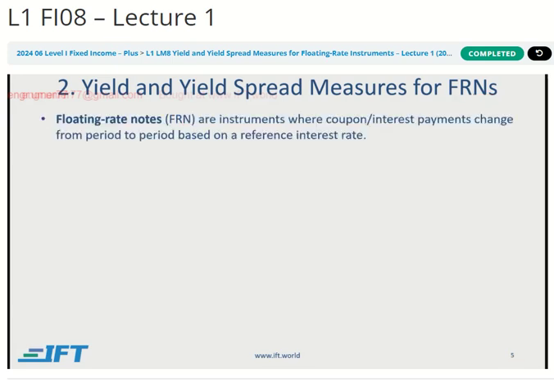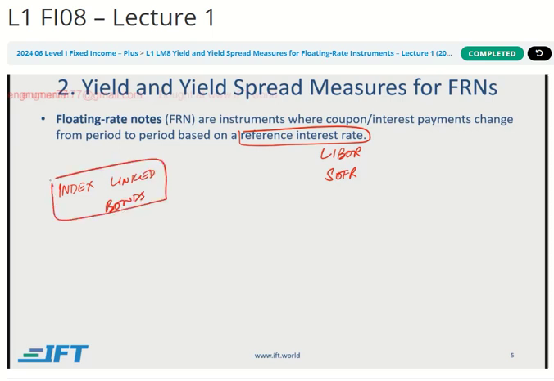Now, what is this reference interest rate that is the basis for your floating rate notes? It could be LIBOR, right? It could be the SOFR, which is the secured overnight funds rate, or the London interbank offer rate. And something I want to point out over here is that please don't mix floating rate notes with something called index linked bonds. They are two different things.